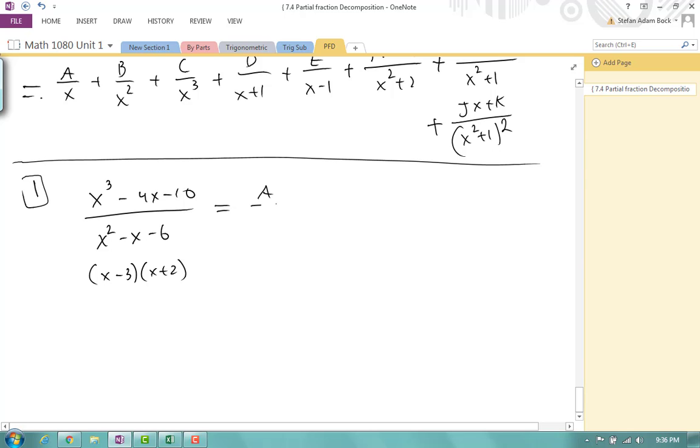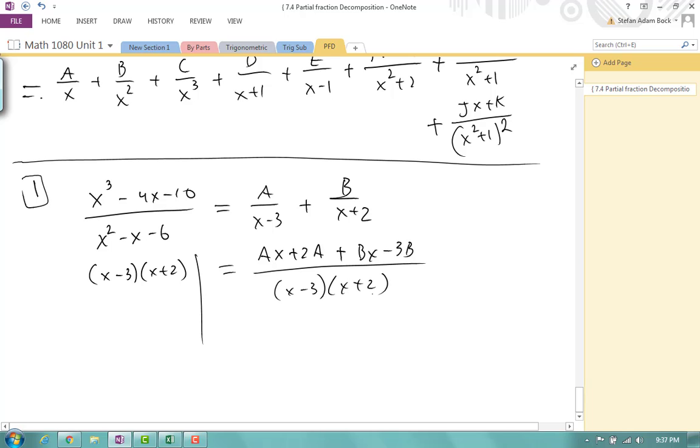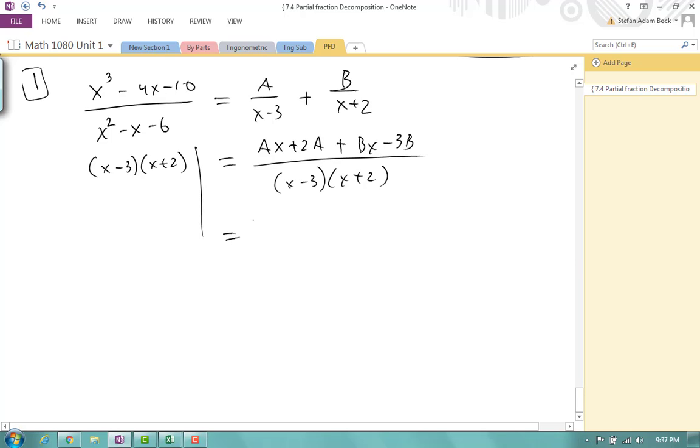So this would have to be equal to a over x minus 3 plus b over x plus 2. But when I find a common denominator, I only have ax plus 2a plus bx minus 3b all over x minus 3 times x plus 2, which is a plus b x plus 2a minus 3b. These can't possibly be equal to each other because on the left I have a cubic term and on the right I only go up to the linear term. So I'd have to do long division first.